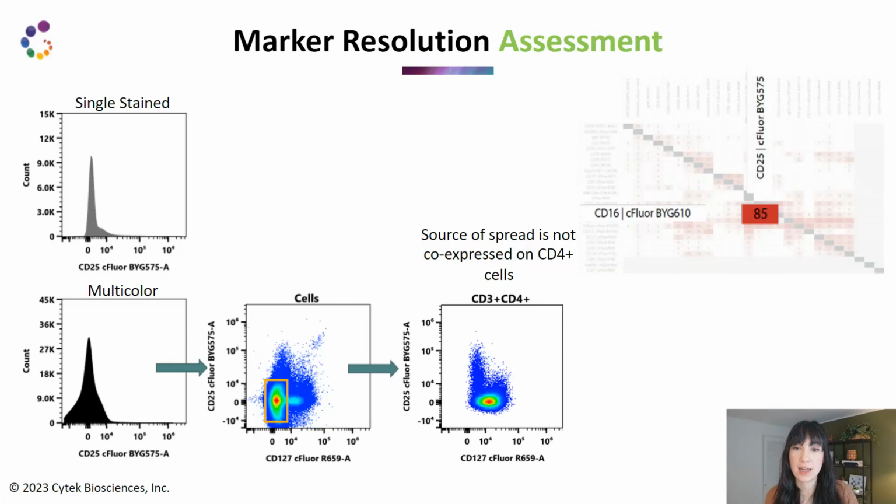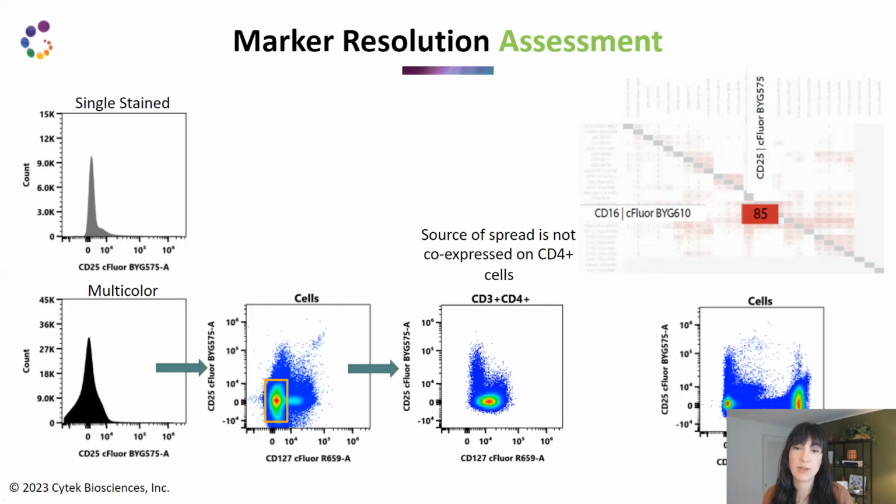And I would find that CFLOR BYG610 has a value of 85%, so it could potentially reduce the resolution of CD25 quite a bit. But we paired that with CD16. So if we look at CD25 versus CD16, look at that. That's where our spread is coming from. So that's how the SIR matrix is telling us information.